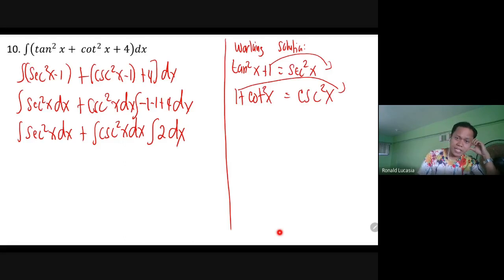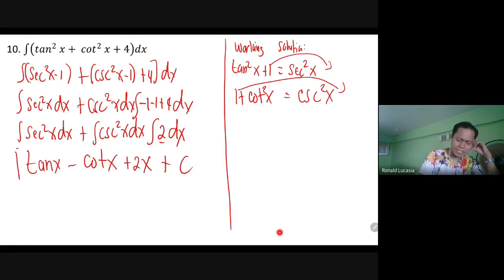Okay, so the antiderivative there of secant squared x will be tangent x. For the cosecant squared, antidifferentiation there is negative cotangent x. And then when you have 2 there, that will be 2x. And then do not forget the plus c.